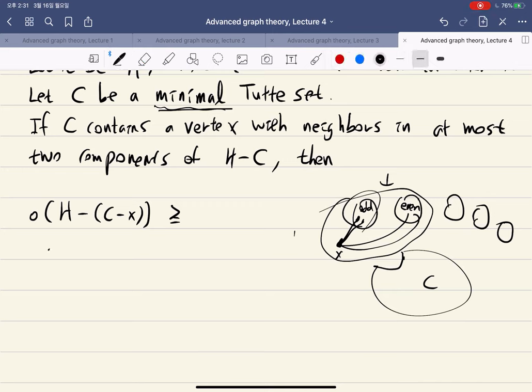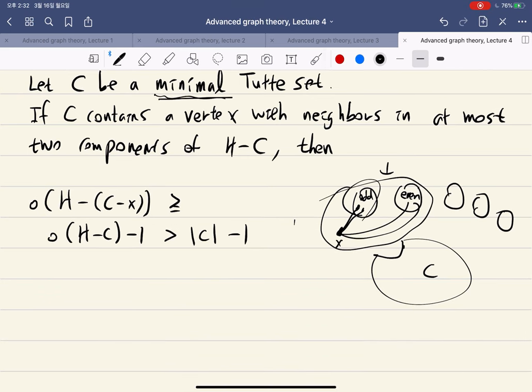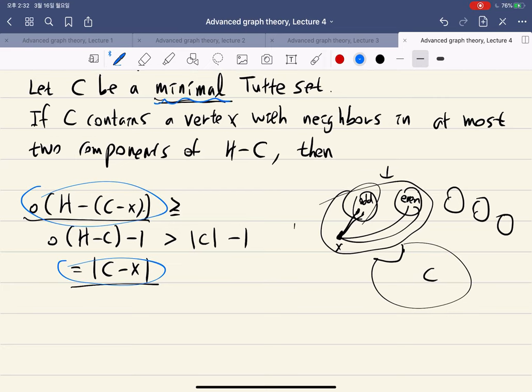So the number of odd components is at least the number of odd components in H minus C, minus 1. But as C is a Tutte set, this is strictly bigger than size of C minus 1, which is the size of C minus x once we kicked it out. So this inequality says it is strictly bigger than this. So it's a contradiction to C being a minimal Tutte set.